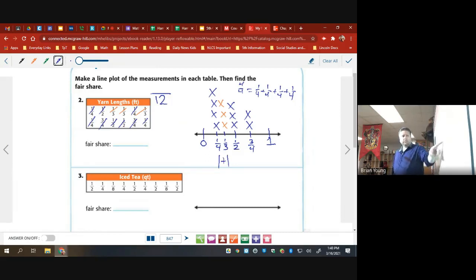What's 1/2 plus 1/2? One plus a half. So that's going to be 1 1/2, right? And then what's 3/4 plus 3/4? What's that equal? You can just leave it as an improper if you want. 6/4, right? 6/4. So we have all these numbers here.